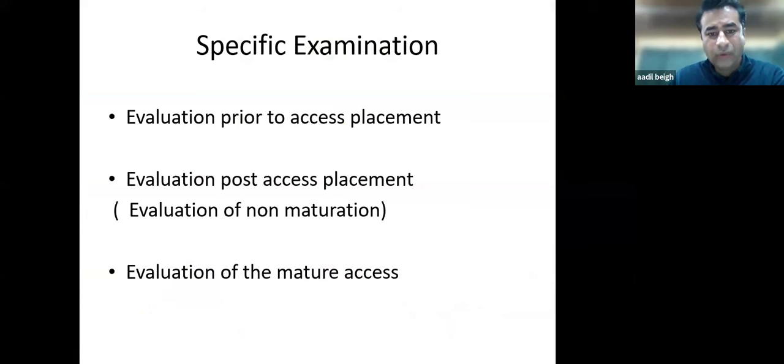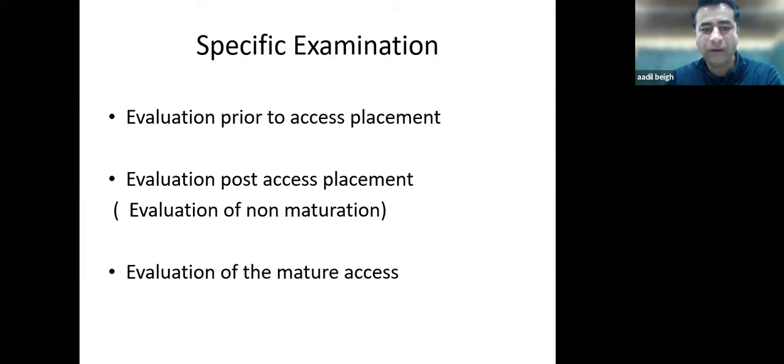So when we go for the placement of the access, how do we evaluate for that? Patient comes for the access creation. For example, a patient comes with AV graft or AV fistula. How do we evaluate those patients? The patient says, I had the fistula created 3 months back, but still it's not working. There is no successful 2-needle cannulation of this fistula. That means there's non-maturation of the fistula.